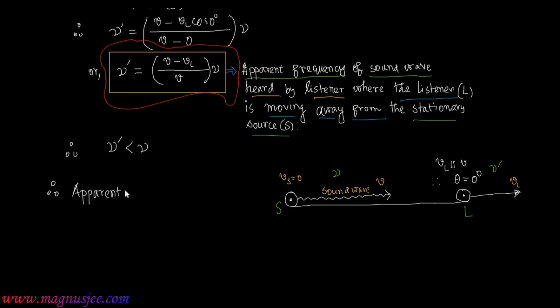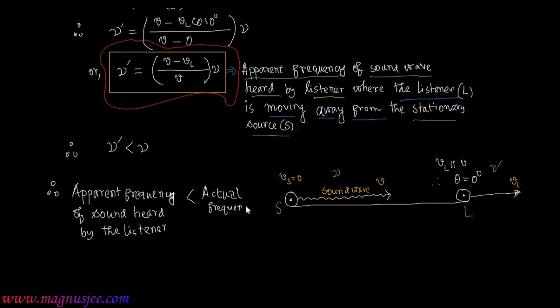That means the apparent frequency of sound heard by the listener is less than the actual frequency of sound produced by the stationary source. In this case, the frequency decreases apparently. That means when a listener is moving away from a stationary source, the apparent frequency will be less than the actual frequency.